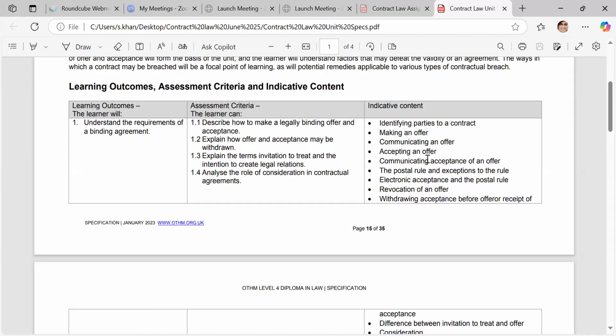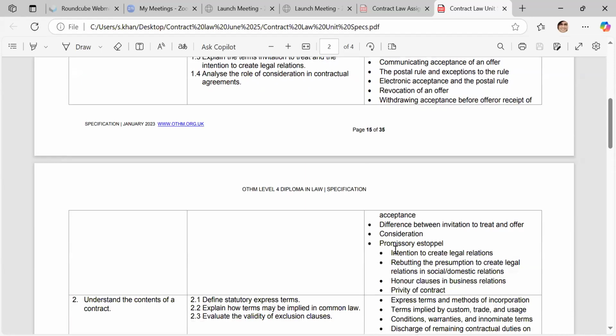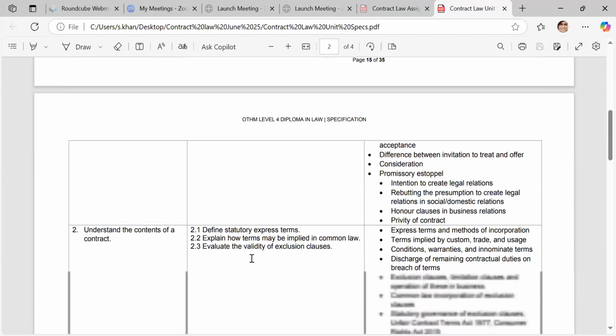The indicative content for learning outcome 1 is identifying parties to a contract, making an offer, communicating an offer, accepting an offer, communicating acceptance of an offer. We look at the postal rule as well, electronic acceptance, revocation of an offer, and withdrawing acceptance before an offer is in receipt. The difference between ITT, which is invitation to treat, and an offer, consideration, and promissory estoppel.